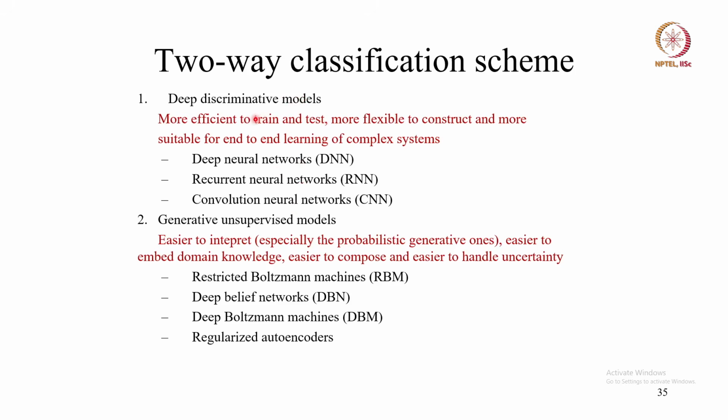Some of the discriminative models we are going to study are like this. First of all, we'll see what the deep neural network is. And then we will see the convolution neural network and the recurrent neural network, and some modifications of the recurrent neural network, that is the LSTM and the GRU. After that we will see the generative network, the generative unsupervised models. In that we will see the generative adversarial network. These are different models, but we will not go into all these models.